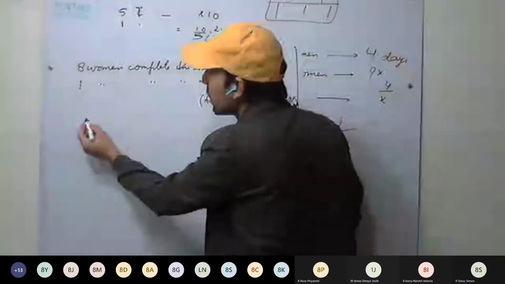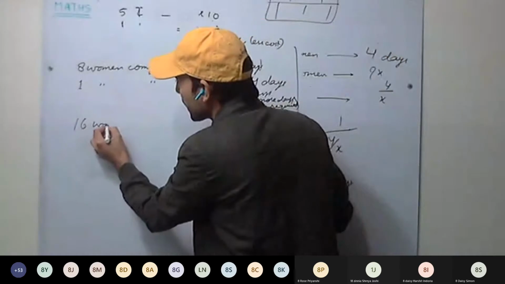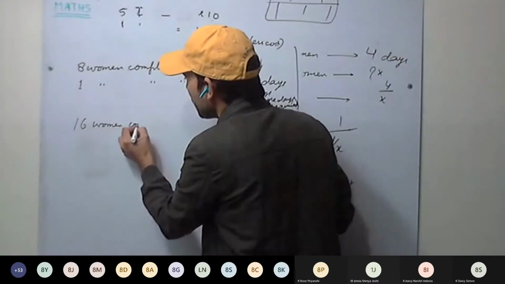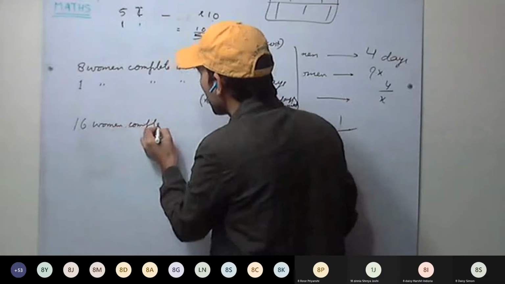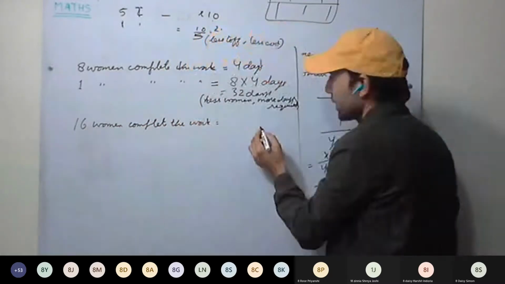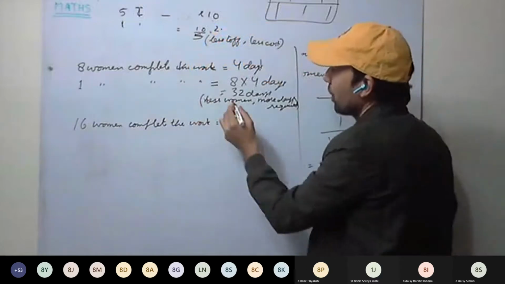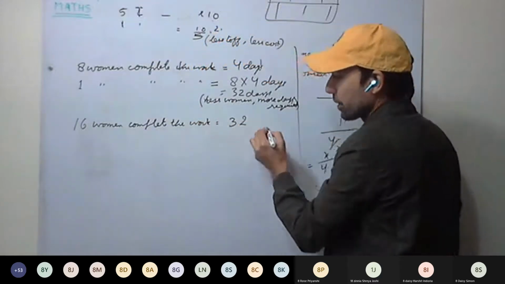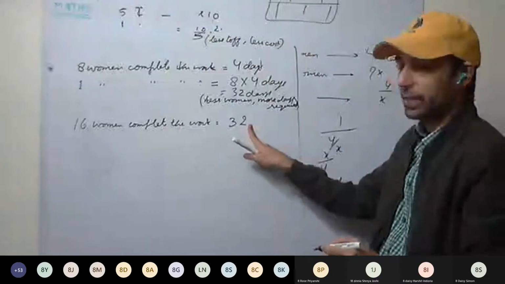Okay. Now 16 women are working. 16 women will complete the work in how many days? One woman in 32 days. So 16 will complete in how many days?